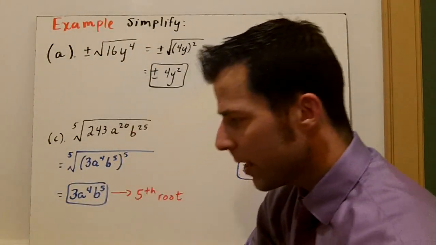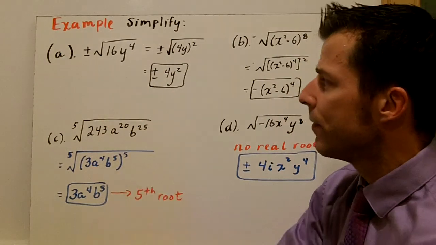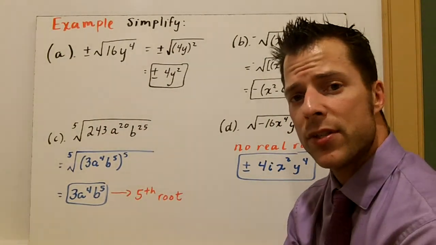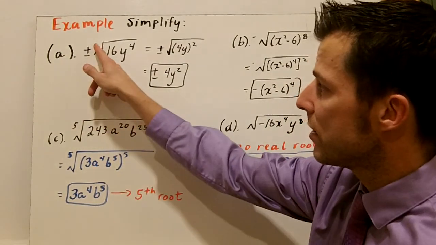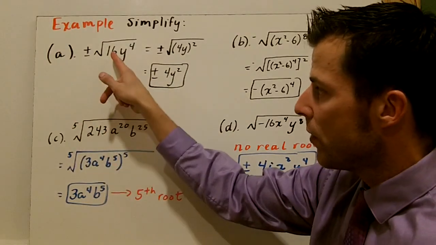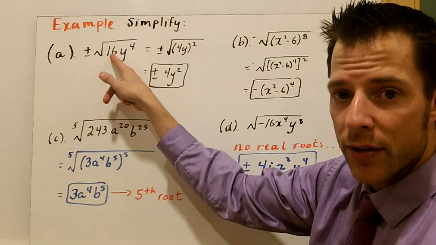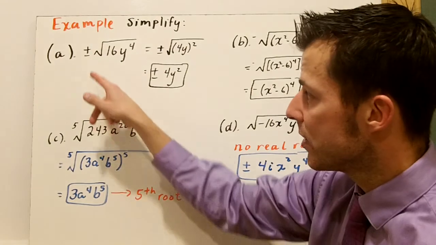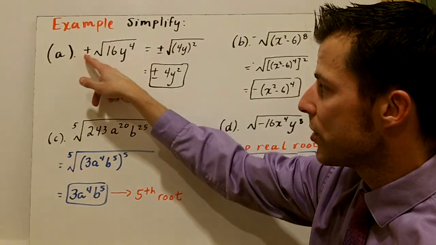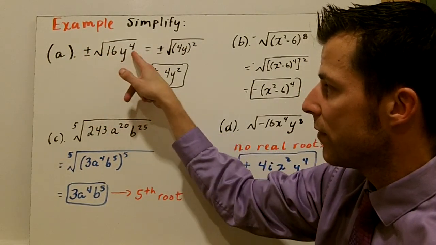Okay. Let's get a little more complicated. We're going to simplify. And again, you've seen this in algebra. What we're going to do is try to see whatever our index is, we want to write all the numbers under there, the terms, to that power if possible. So first we're looking for plus or minus the square root of 16y to the 4th.